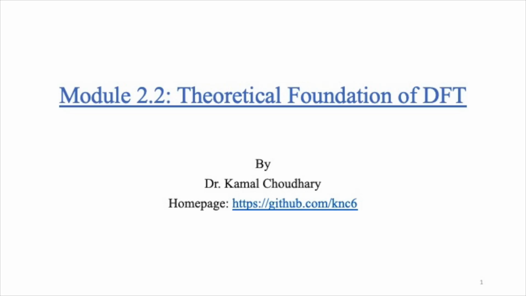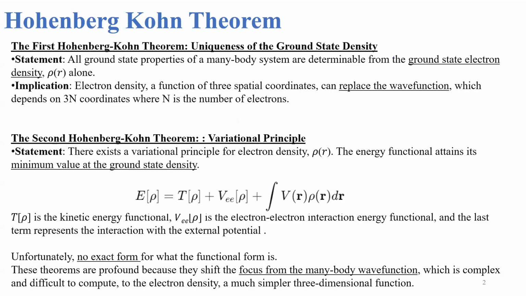Module 2.2, Theoretical Foundations of Density Functional Theory. There are two principal theorems that govern the Kohn-Sham equation and density functional theory. The first one is called the first Hohenberg-Kohn theorem, which talks about the uniqueness of the ground state density.